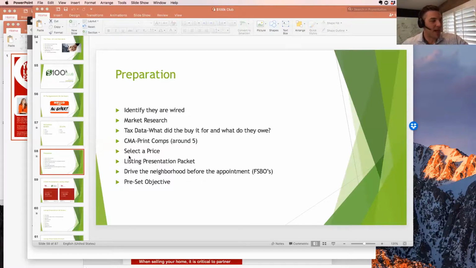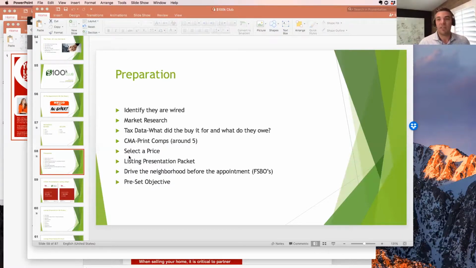Listing presentation packet. I'm going to walk you through that here in a second. And then I really like to get to the presentation early so I can drive the neighborhood. Because one thing that happens all the time in the listing presentation is they've already driven their neighborhood. They already know every house that's for sale by owner or on the market.